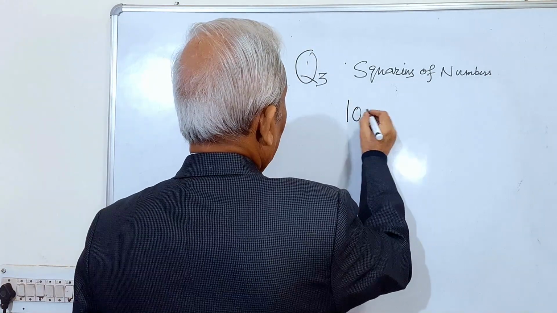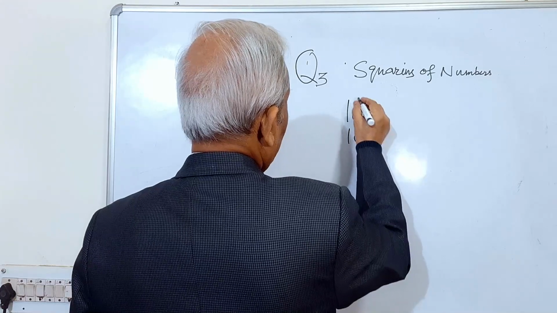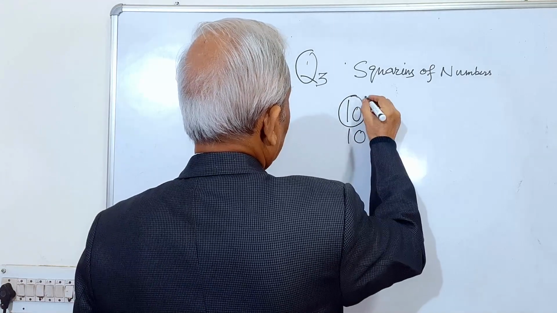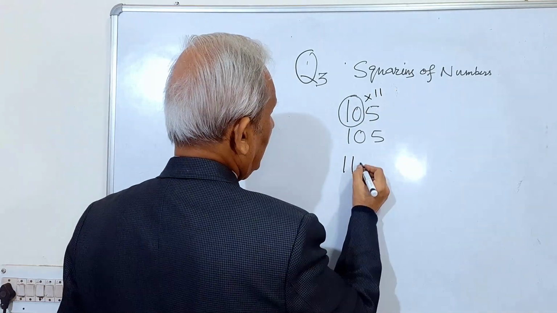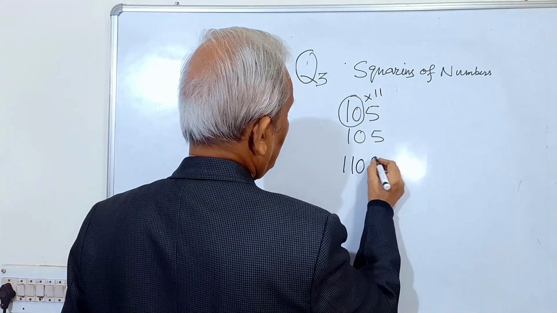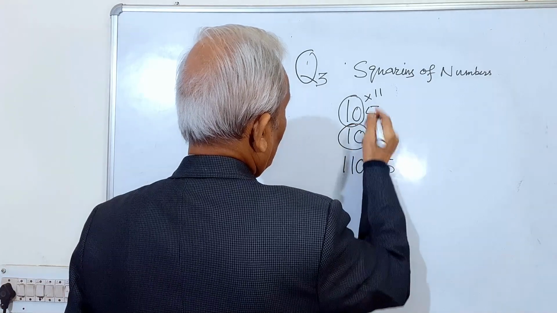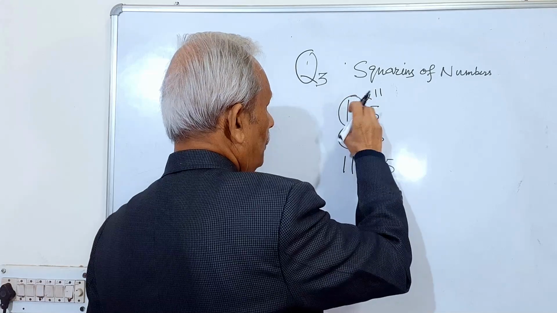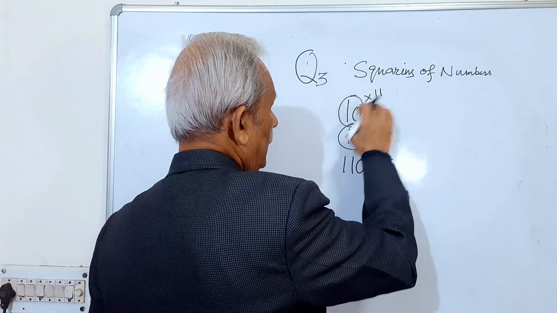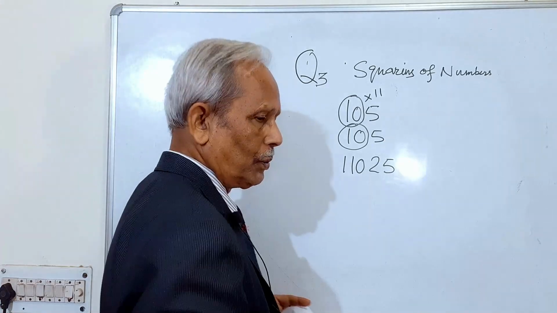105 square. Take 10 as the tens place. 10 into 11 is 110, and 5 into 5 is 25, 11025, right? I hope you followed it. 10 into 11, take 10 as a group in the tens place, 10 into 11 is 110, and 5 into 5 is 25, 11025.